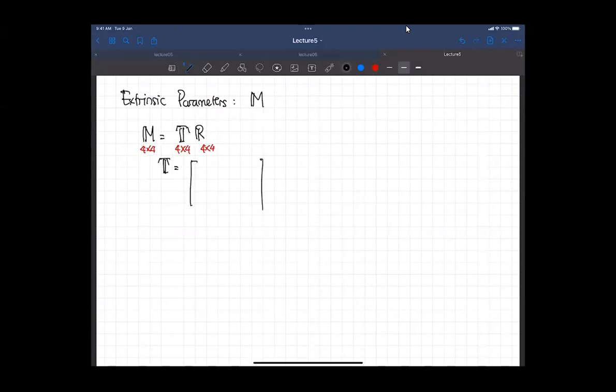So what are the elements of T here then? What will be the first element on the top? One, yes, identity matrix, right?